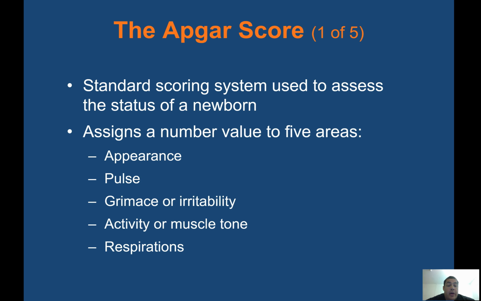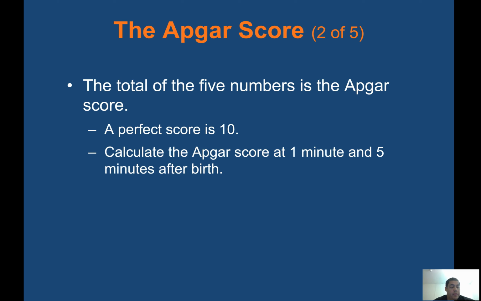The Apgar Score, standard scoring system used to assess the status of a newborn, assigns a number value to 5 areas: appearance, pulse, grimace or irritability, activity or muscle tone, respirations. The total of the 5 numbers is the Apgar score. A perfect score is 10. Calculate the Apgar score at 1 minute and 5 minutes after birth.